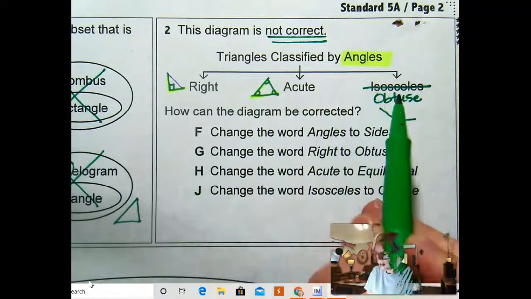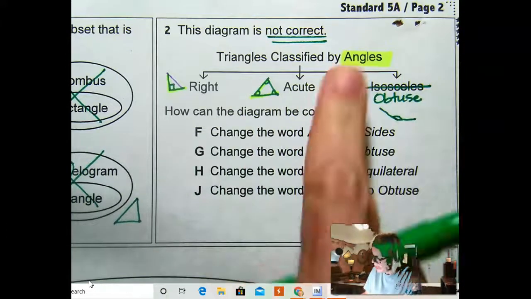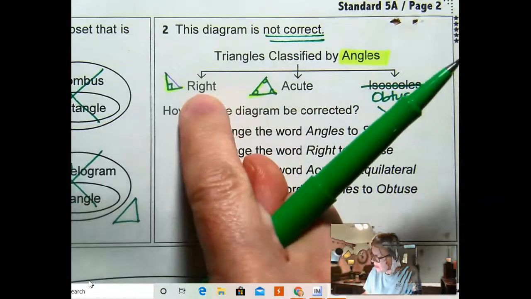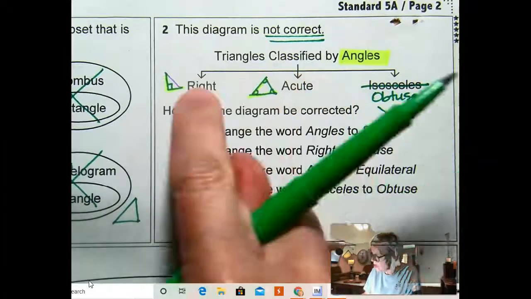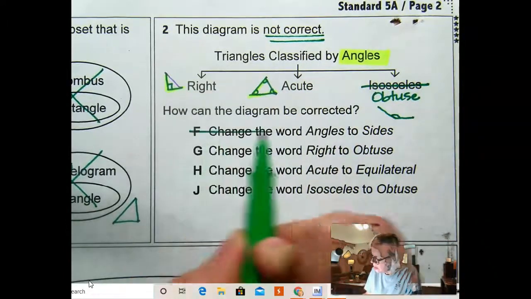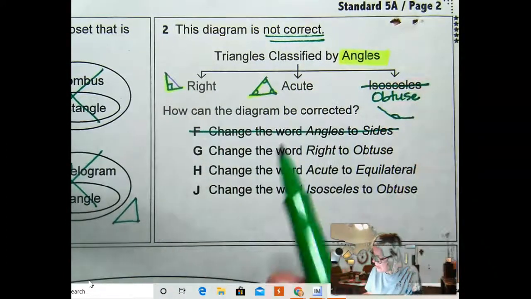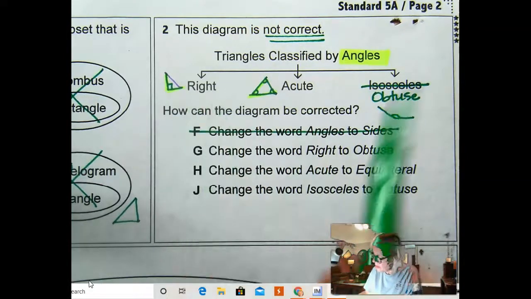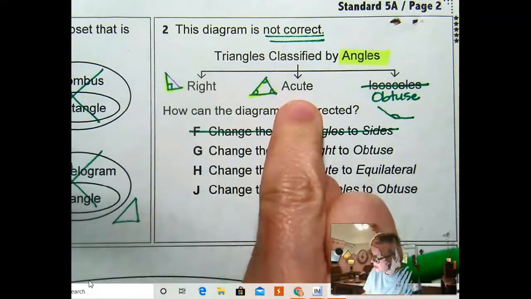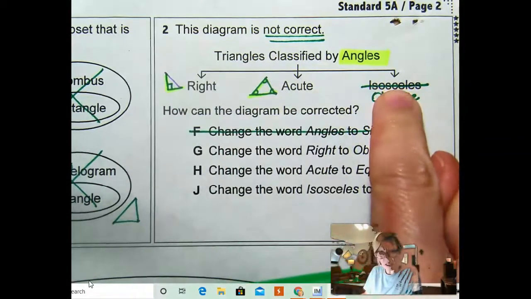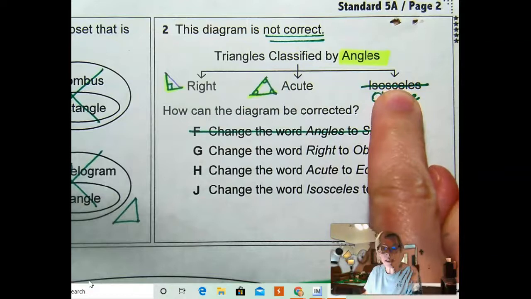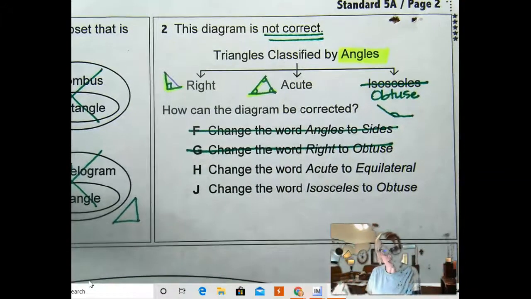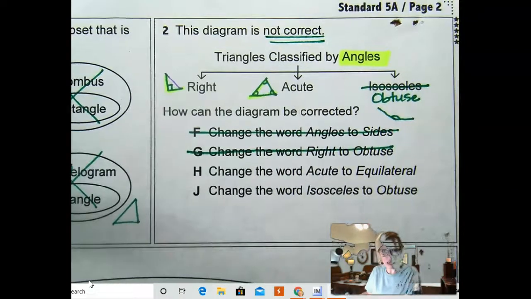So what we need to do here is look at the answer choice that would change this just like we did it. Okay, so if we change the word angles to sides, well, no, that's not going to help because we'd have to change these 2 words instead of just one. How about change the word right to obtuse? Well, then we'd have obtuse, acute, and we'd still have this isosceles here, and that wouldn't make any sense. So we'd have to change 2 words. If we only had to make one change, which one change would we make?